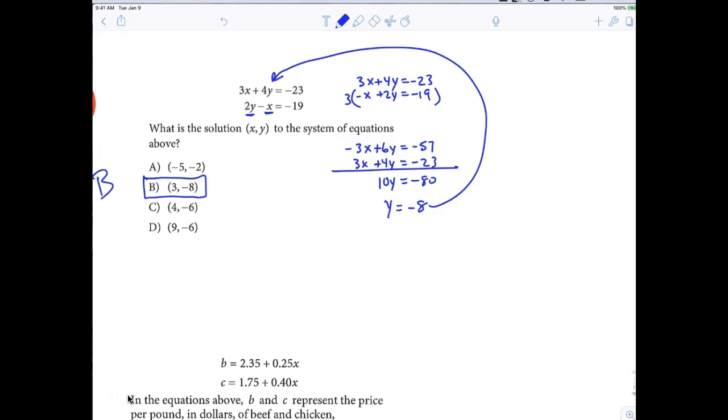Now, what Carly is suggesting is a very good idea. If for some crazy reason you forgot how to do it, you could just plug in negative 5 for x and negative 2 for y and see if it works out. Now, it's got to work out for both equations, not just one of them. You with me on this?